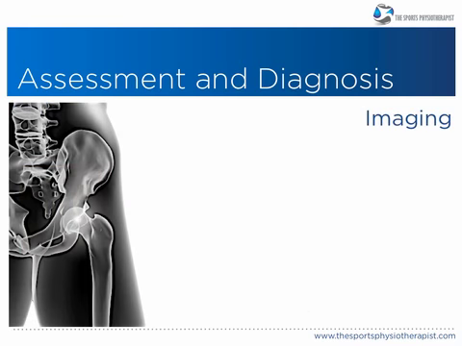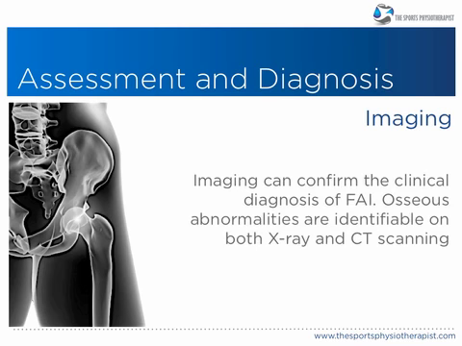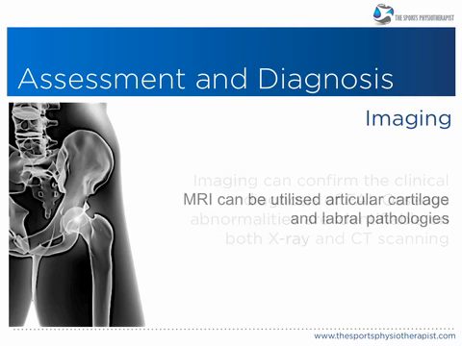Imaging can confirm the clinical diagnosis of femoroacetabular impingement. Osseous abnormalities are identifiable on both X-ray and CT scanning. An MRI can be utilised to identify articular cartilage and labral pathologies.